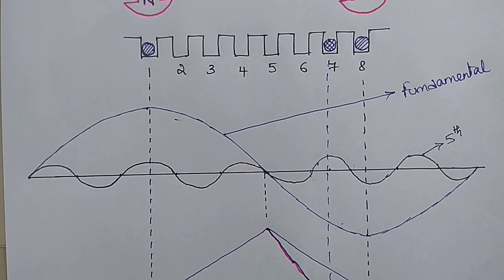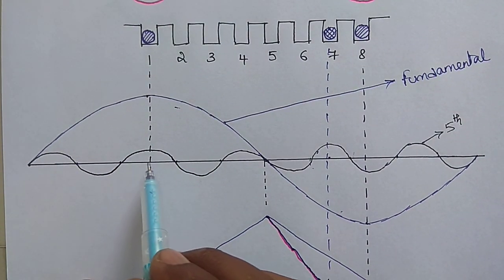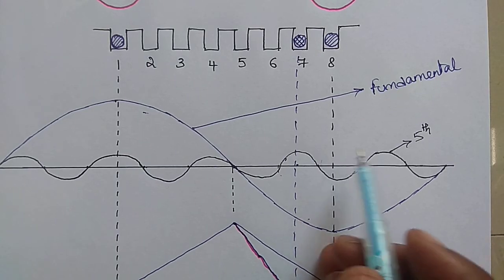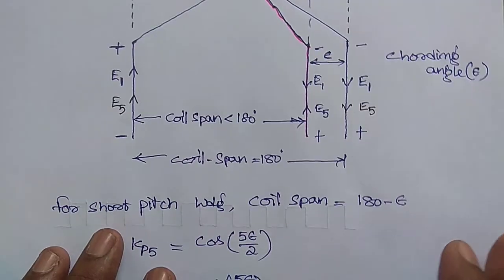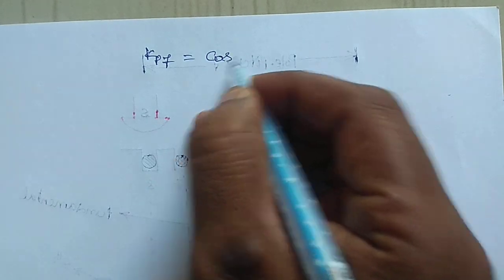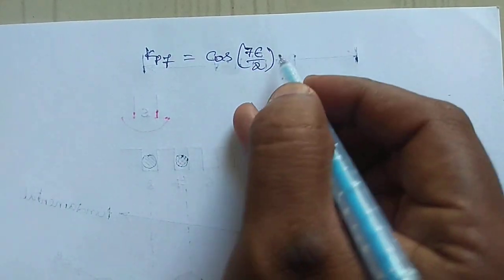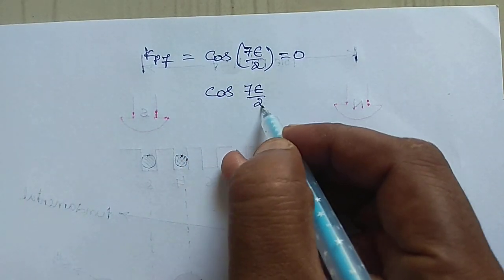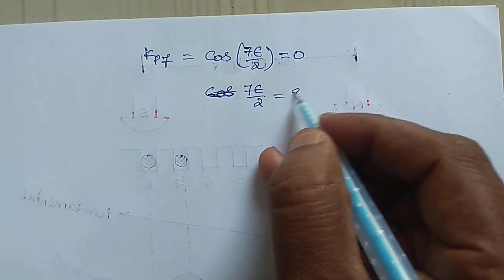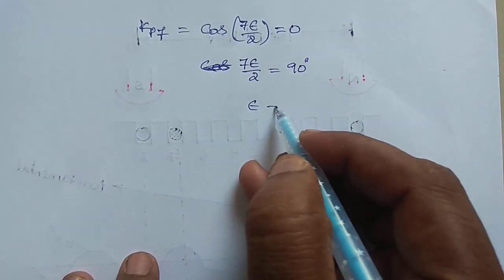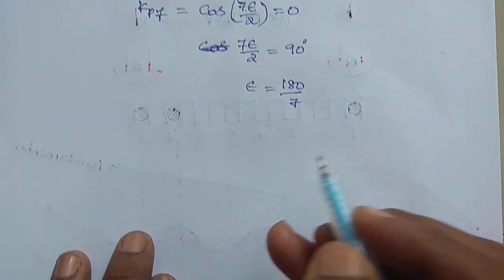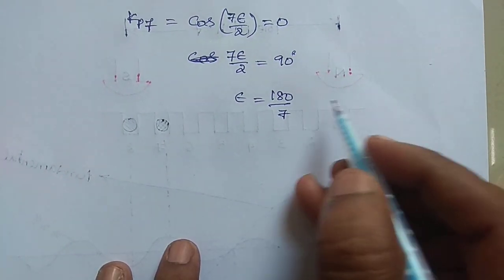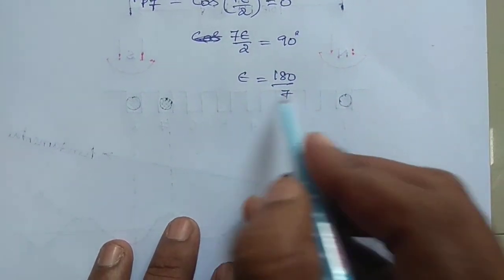Like this, suppose 7 cycles are there, it consists of seventh order harmonic. In order to eliminate that seventh order harmonic, again Kp7 is equal to cos of 7 epsilon by 2 equal to 0. That is, 7 epsilon by 2 is equal to 90 degrees. So epsilon equals 180 by 7. Clear? Okay, you evaluate later. This is the epsilon value.